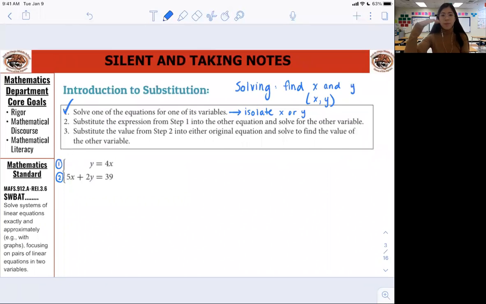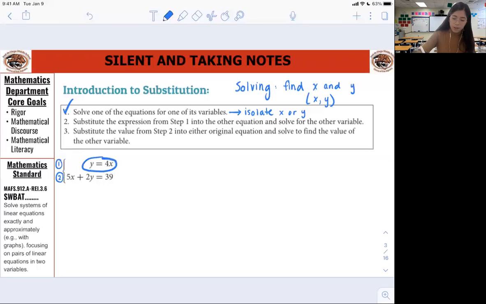So now we're on step 2. Step 2 says, substitute the expression from step 1 into the other equation and solve for the other variable. So what does that mean? Substitute, remember what we said. What does substitute mean in algebra? Plugging in. Plug in. Good. So we're going to plug in whichever equation is already isolated. So remember, we already said that equation number 1 is the one that's already isolated. What I'm going to do is I'm going to plug equation 1 into equation 2.